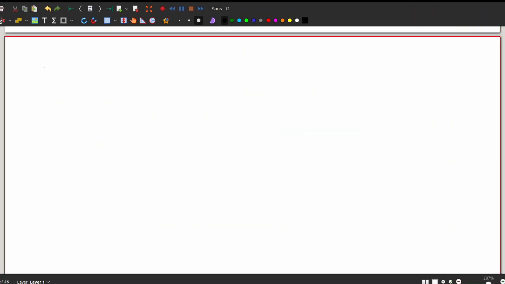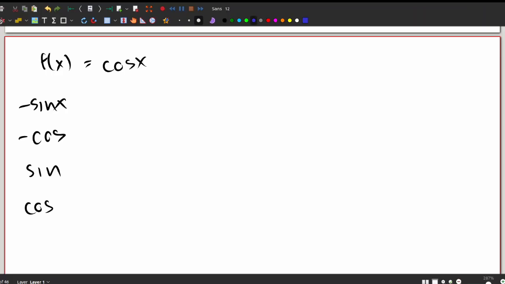The last function that you'll need to memorize is very similar. f of x is equal to cosine x. Since we're going to need the derivatives, let's take them. It goes from cos x to negative sine, negative cos, sine, cos. Now let's evaluate them at 0, because once again we're finding the Maclaurin polynomial, which means centered at 0.